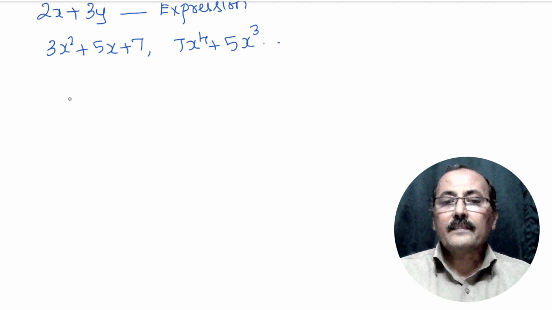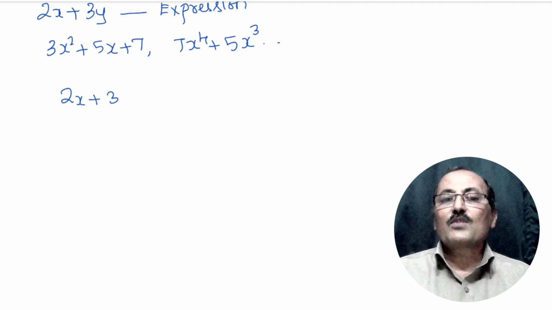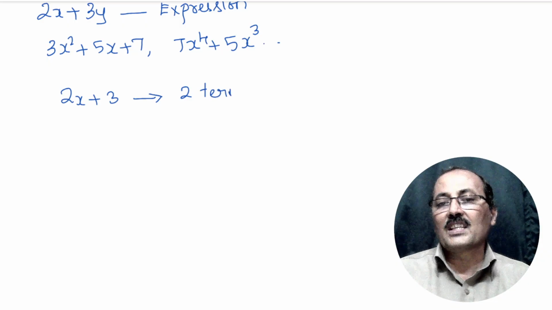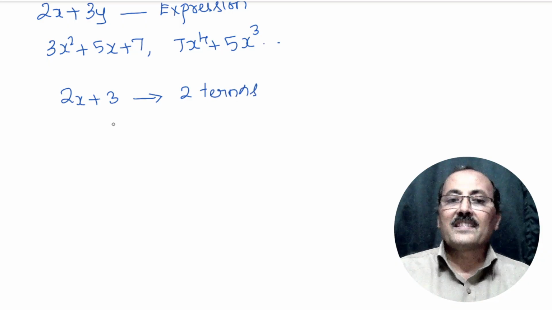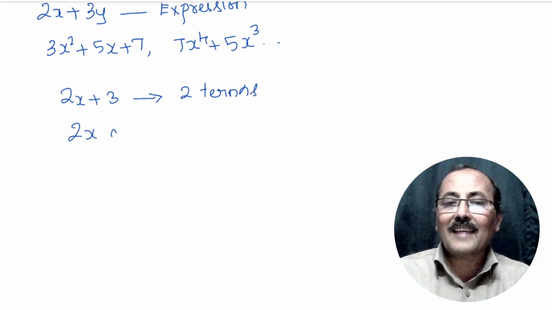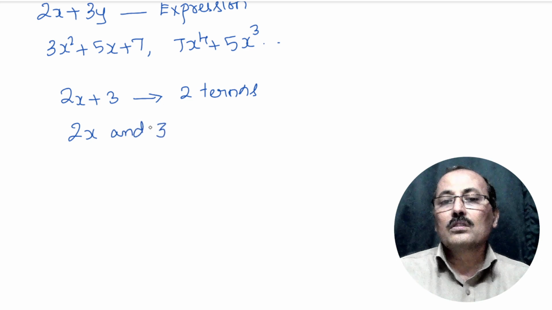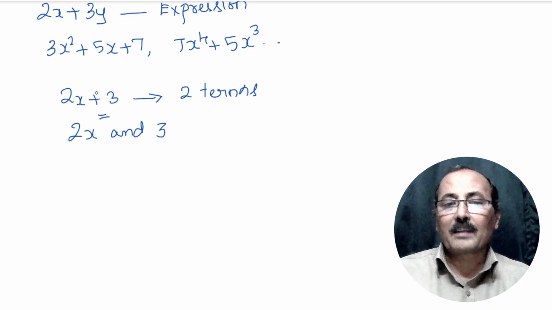Now I have taken this expression 2x plus 3. This is one algebraic expression. In this, there are two terms, namely 2x and 3. The two terms are joined by a symbol, add. It may be addition or subtraction. Multiplication is not applicable.